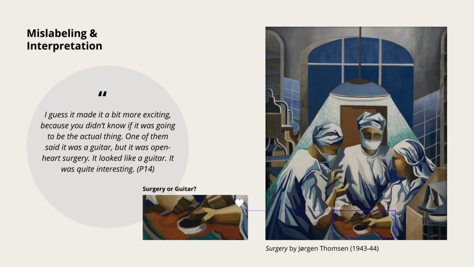Some participants even offered explanations and sympathy as to why the algorithm would misclassify certain objects, and several participants found it interesting to be confronted with the algorithm's interpretation, which sometimes made them question their own. As an example, we highlight a quote from the interview with participant 14. "I guess it made it a bit more exciting, because you didn't know if it was going to be the actual thing. One of them said it was a guitar, but it was an open heart surgery. It looked like a guitar."